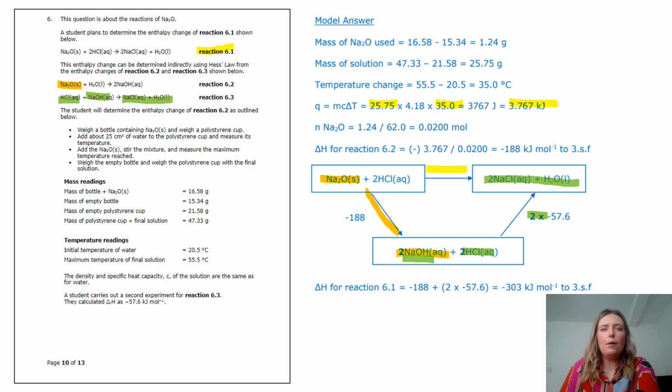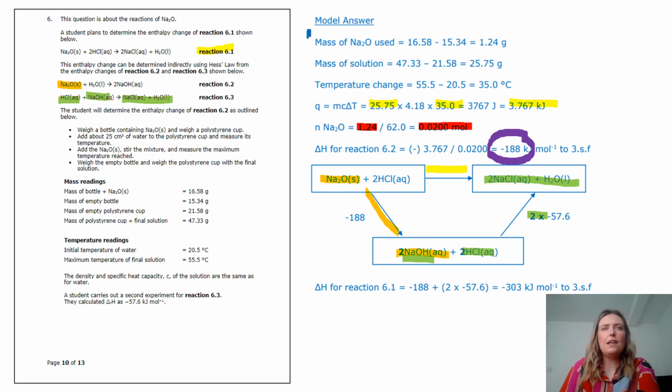If we're calculating moles, similar thing. We want the mass of substance heated, which is 1.24 grams. Dividing this by the molar mass to give us 0.02 moles. And if we put all of that together to find a value for delta H, we should get minus 188 kilojoules. So all this top bit is just about attention to detail.